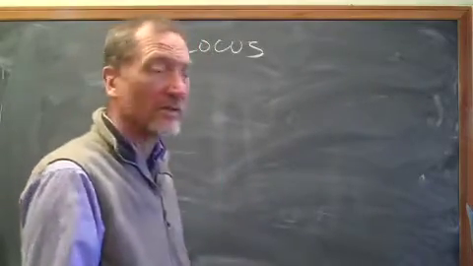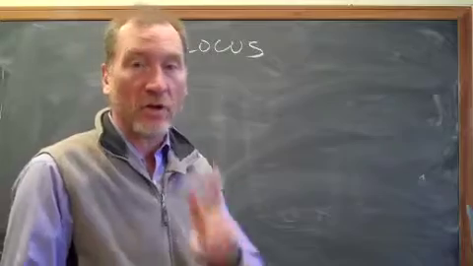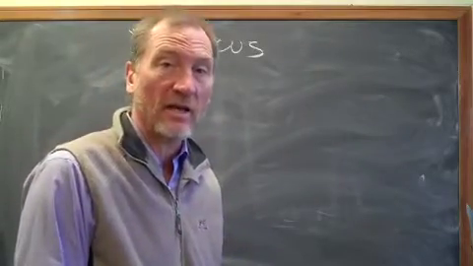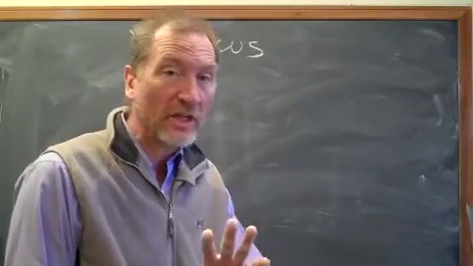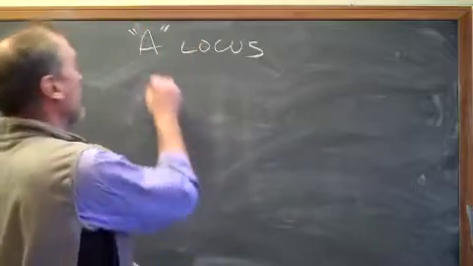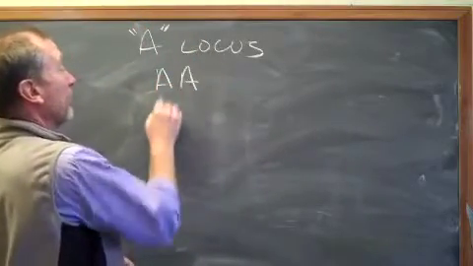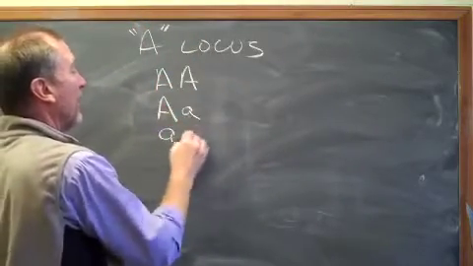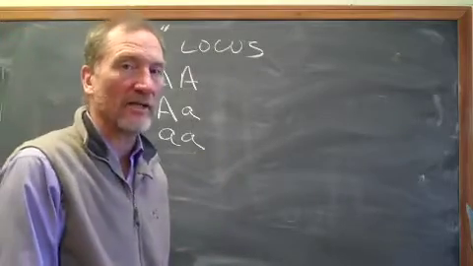So we have an A locus, and that means that if there are two alleles, big A and little a, there are three types of genotypes among these prairie plants. There's the big A, big A, big A, little a, and little a, little a plants.